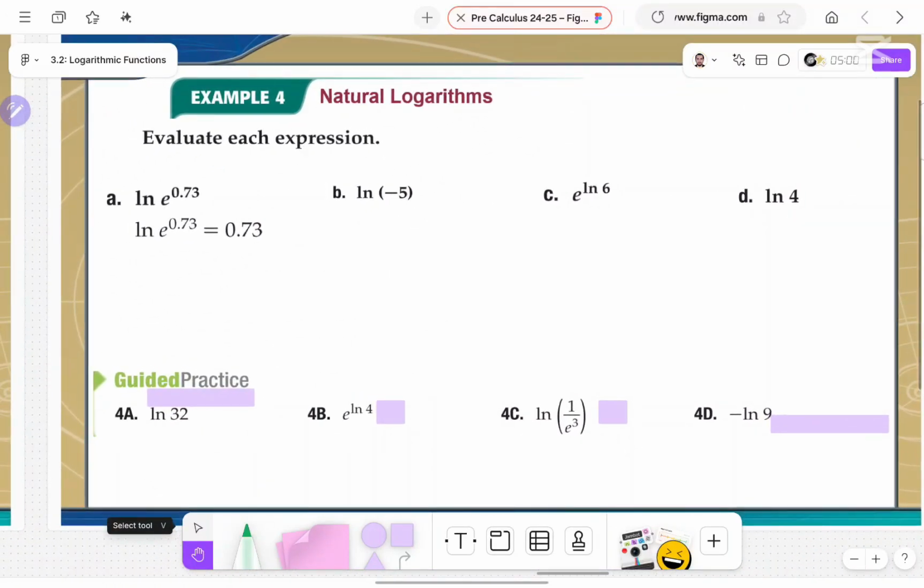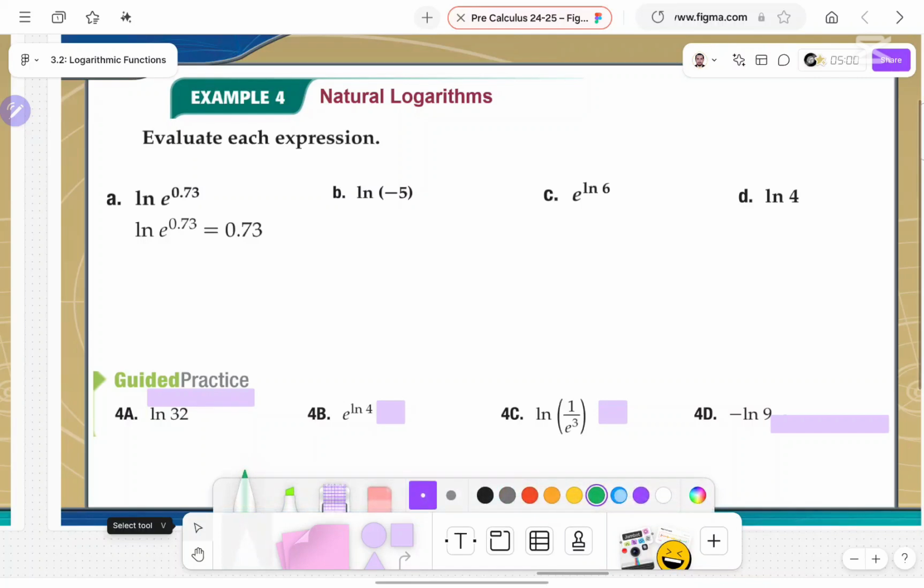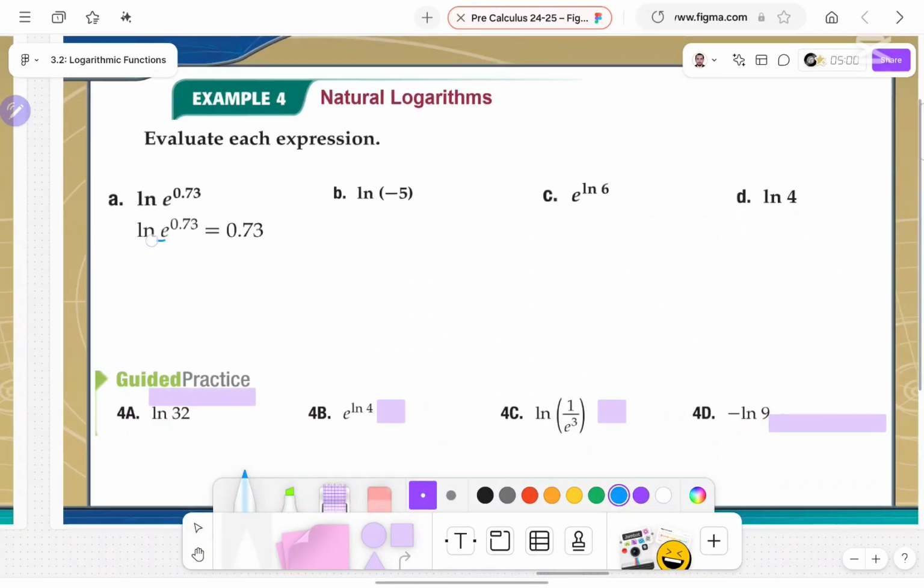The first one is ln of e to the power 0.73. As you can see, ln and e cancel each other, so we take the answer, which is 0.73. And here is undefined. It does not exist because it's negative, because x should always be greater than 0. And here, when I have e to the power of ln 6, the answer is equal to 6. And ln 4, how can I solve ln 4? I can't solve it until I use the calculator. ln 4 is equal to 1.386 maybe, so the final will be 1.4.